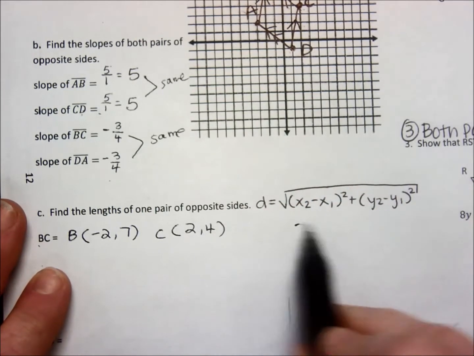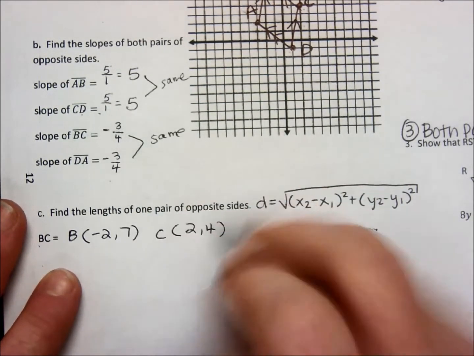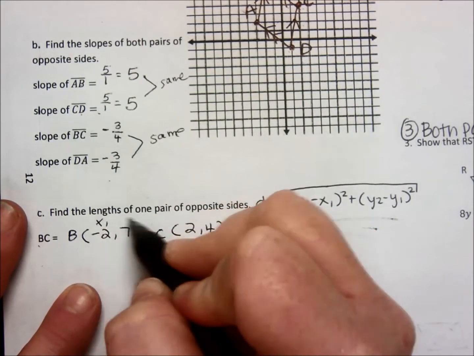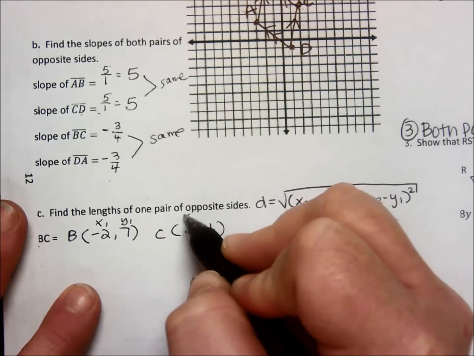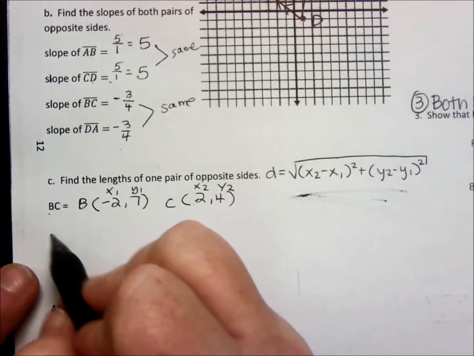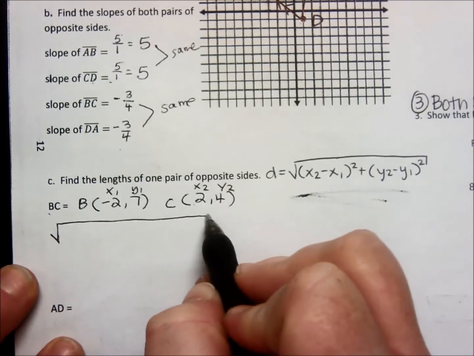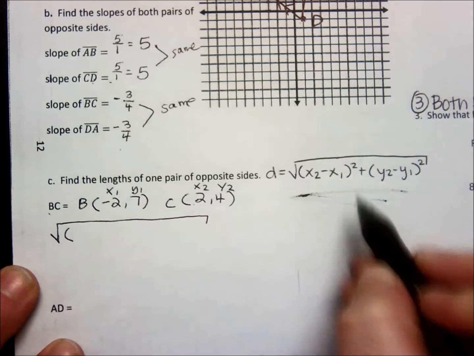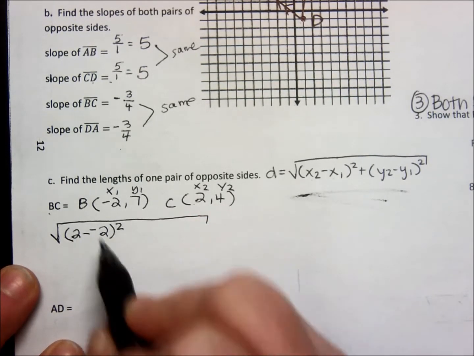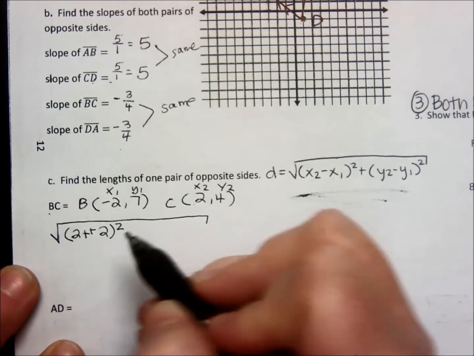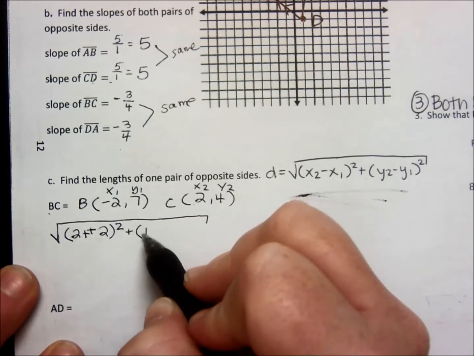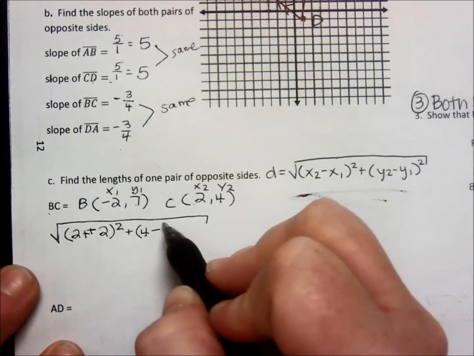So I wrote the distance formula up here, and we're going to use this. I have an x1 and a y1, and an x2 and a y2, so I'm going to let B be x1, y1, and C be x2, y2. So I'm going to plug these points into the formula. So I'm going to have the square root of x2 minus x1, so 2 minus negative 2 squared. And I know minus a negative 2 is plus a positive, so I'm going to go ahead and change that. And it's plus y2 minus y1 squared.